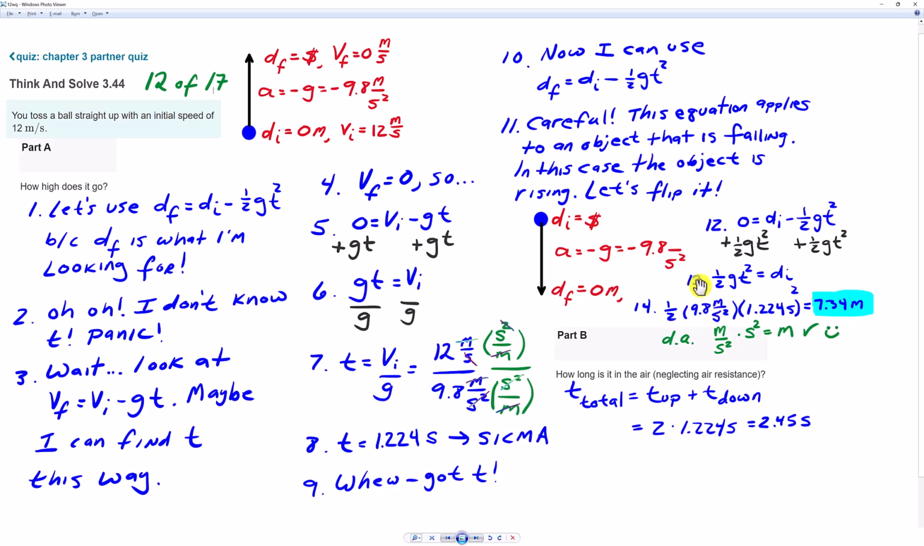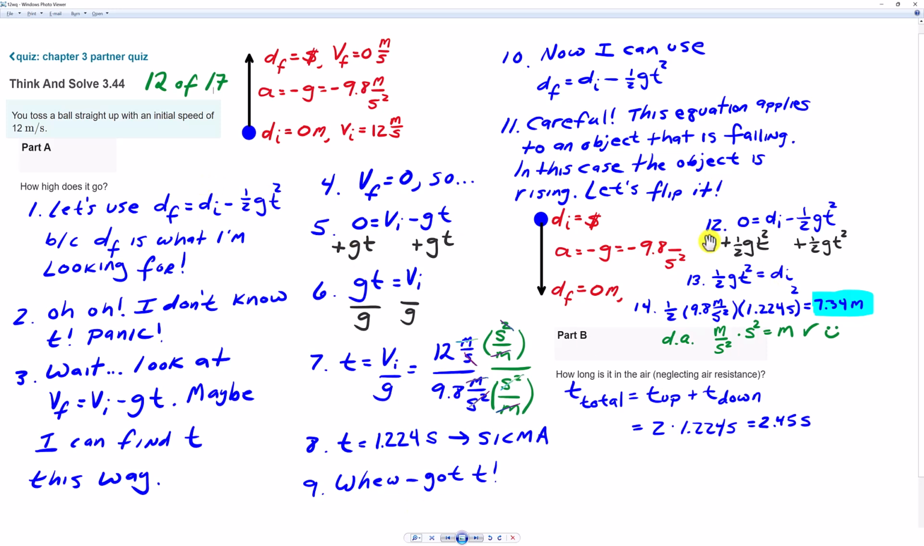Step 13, what should I do? I'm going to add 1/2 gt squared to both sides, as you can see here. Whatever I do to the left side, I have to do to the right side. I'm adding this to the left side because I want to get initial distance all by itself. So I'm left with step 13, 1/2 gt squared equals di, the initial distance. And this initial distance is the distance I'm after.